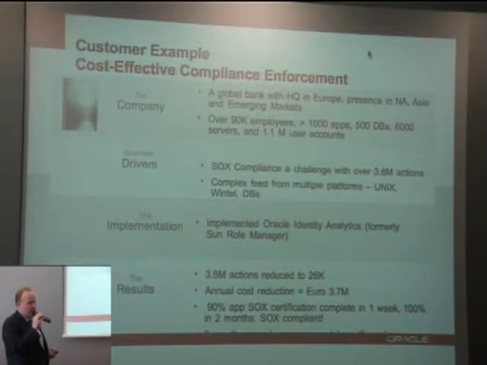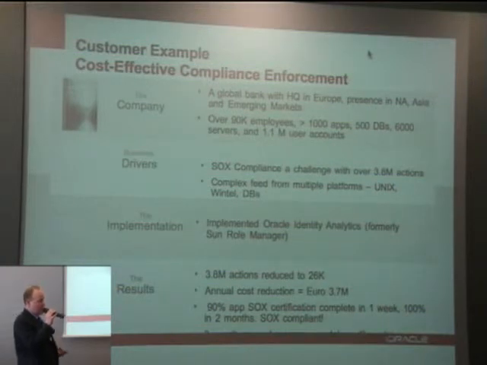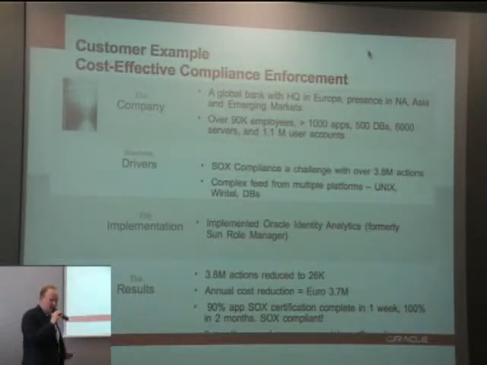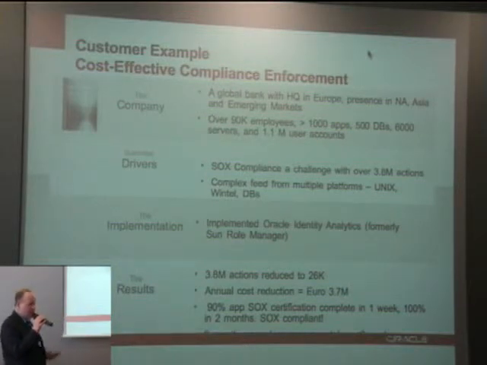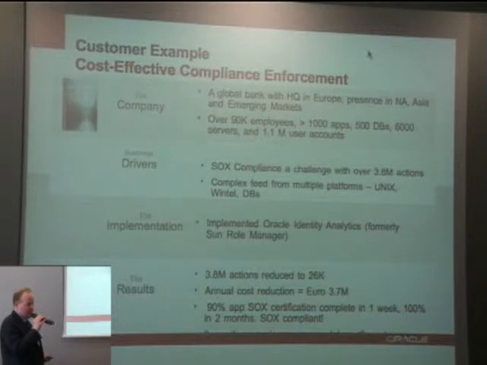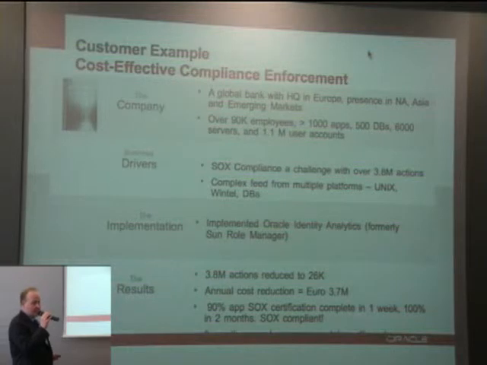Now, from their point of view, they weren't coping very well, and they couldn't prove that Sarbanes-Oxley was being complied with because they couldn't respond fast enough. They used the Sun Role Manager solution, which is obviously now Oracle Identity Analytics, and these results here are actually their statistics, not mine. So they reduced their 3.8 million events a year down to 26,000 just by automating access certification and segregation of duty checking. Their annual cost reduction, again, their number, not mine, is 3.7 million euros, which actually means that their project paid for itself within 5 months.